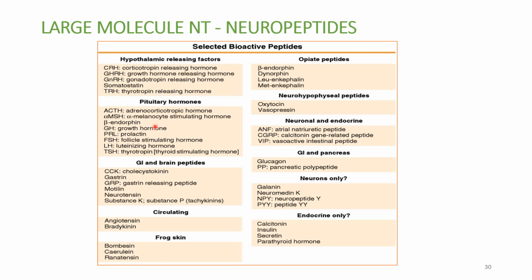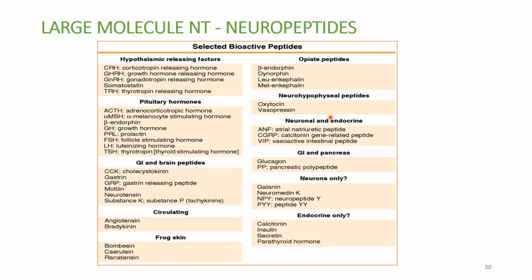And pituitary hormones like ACTH, adrenocorticotropic hormone, alpha MSH, alpha melanocyte stimulating hormone, beta endorphins, growth hormone, prolactin, follicle stimulating hormone, luteinizing hormone, thyrotropin. All these are pituitary hormones. And GI and brain peptides like cholecystokinin, gastrin releasing peptide, motilin, neurotensin, substance K and substance P. And circulating hormones like angiotensin and bradykinin. And opiates: beta endorphins, dynorphin, leu-enkephalin, and met-enkephalin. So opioids.